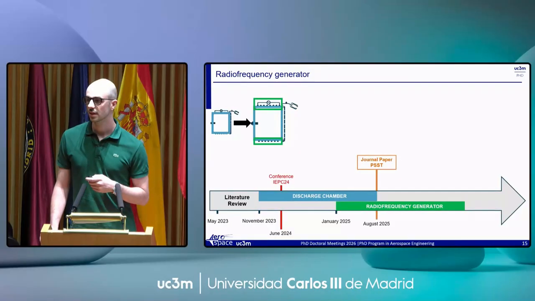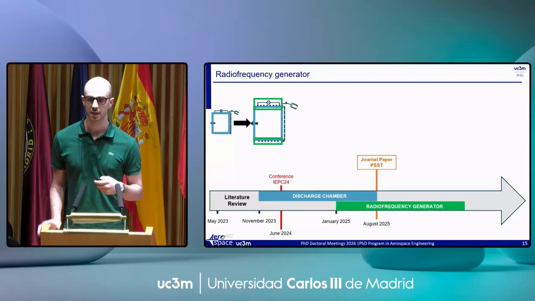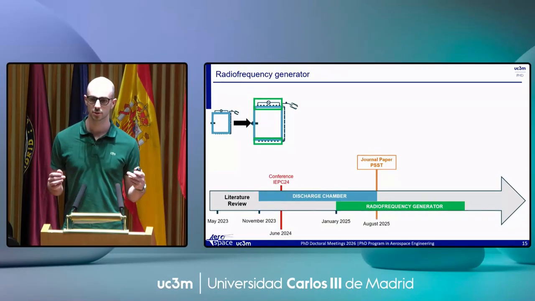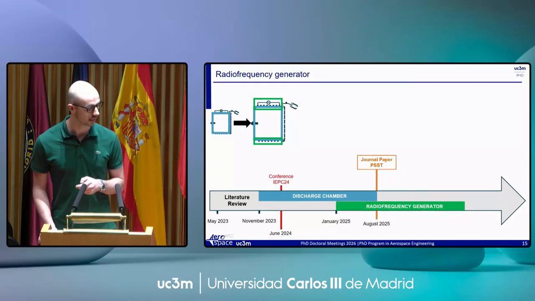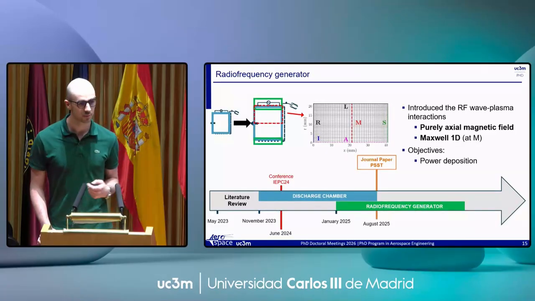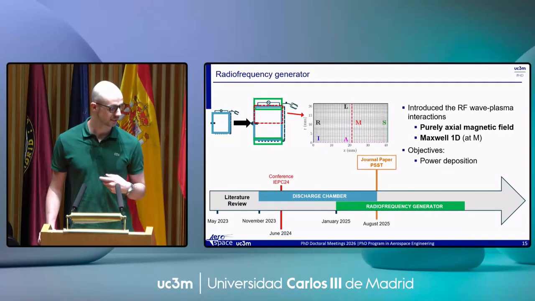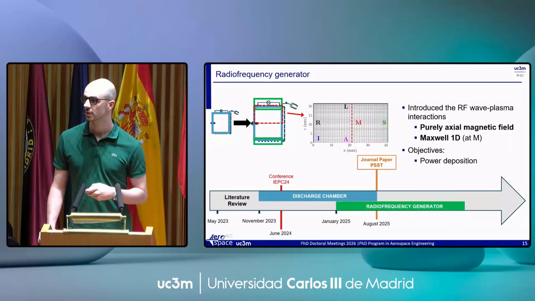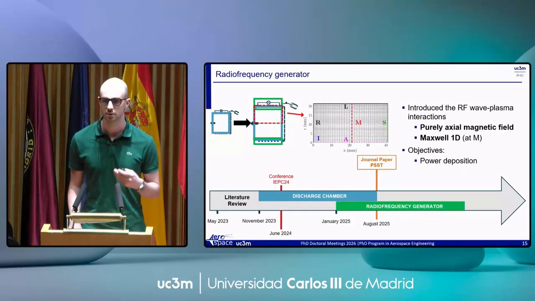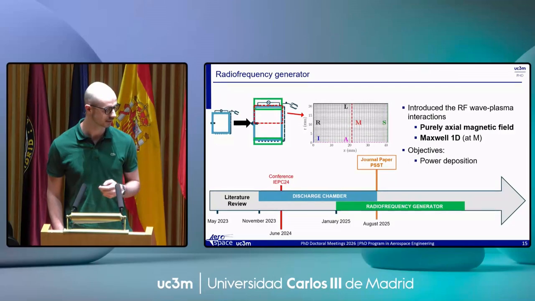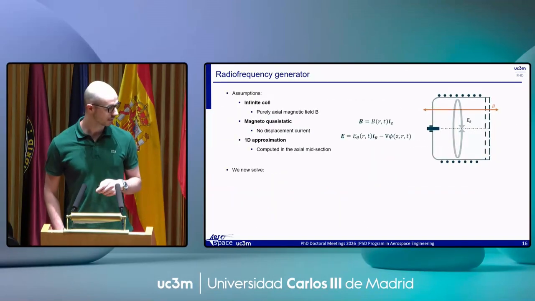Then, last year, we decided to do another step, which was, okay, let's now avoid the assumption on the uniform power deposition, and let's start to study the radiofrequency generator. So we kept the same domain as before, but we added basically a 1D Maxwell solver to solve a purely axial magnetic field and its implications on the plasma inside the thruster. So this is what we did.